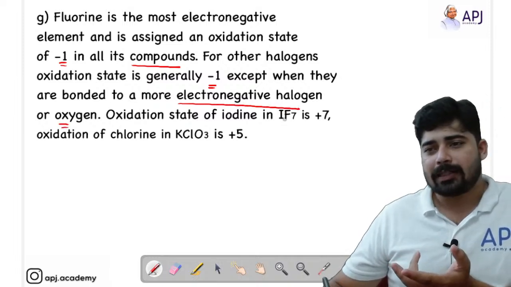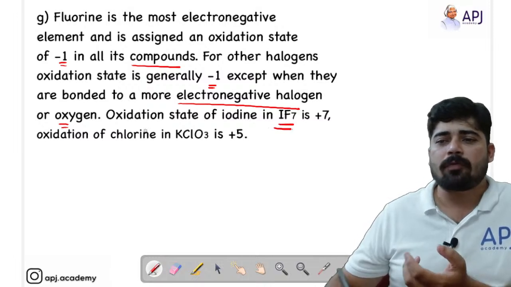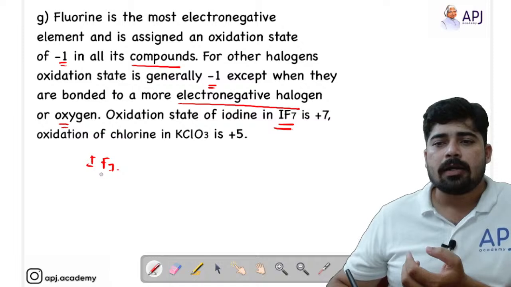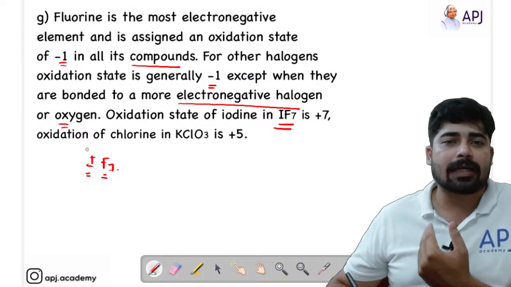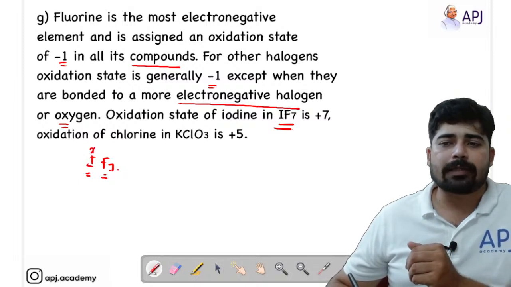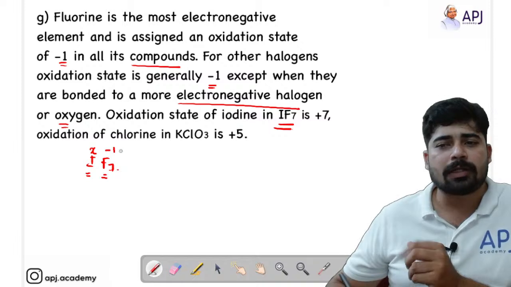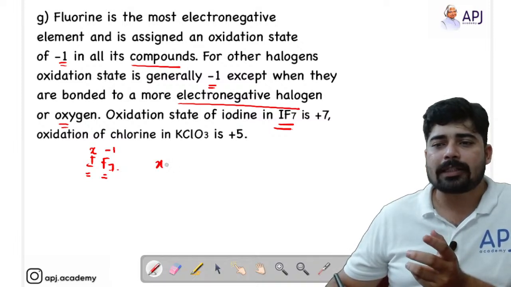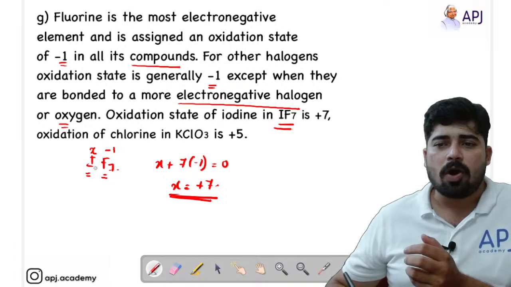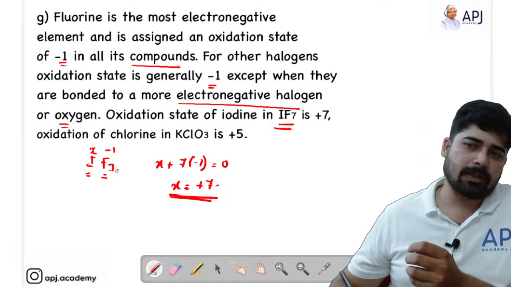I'll give you an example. If you take the example of IF7, fluorine is more electronegative than iodine. So we cannot take the oxidation state of iodine as -1. We put it as X, and the oxidation state of fluorine is always -1. So X plus 7 into -1 equal to 0. So here we get X equal to +7. In this case, the oxidation state of iodine is +7.